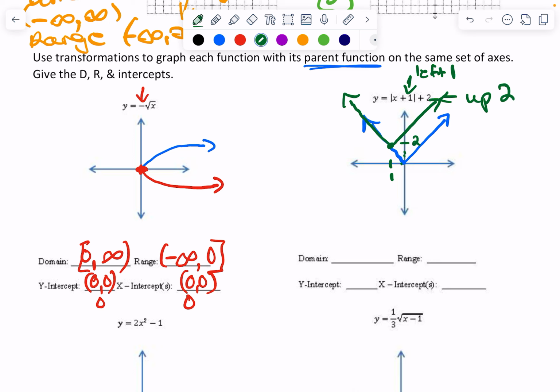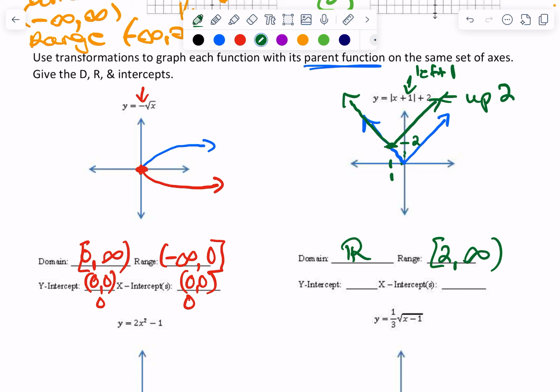Okay, domain, our x does not change. That's going to be all real numbers. It keeps going and going to the left and going to the right. Now, our range is the one that changes. As you can see, it starts from that 2. 2 is included, and it keeps going up, so it is to the infinity.